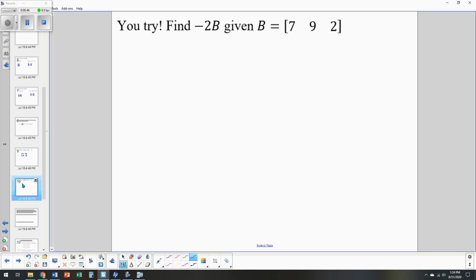So you go ahead and try this one. Find negative 2B given the 3 by 1 matrix B here. Pause it, and I'm going to show the answer. All right, and there's the answer for that one.